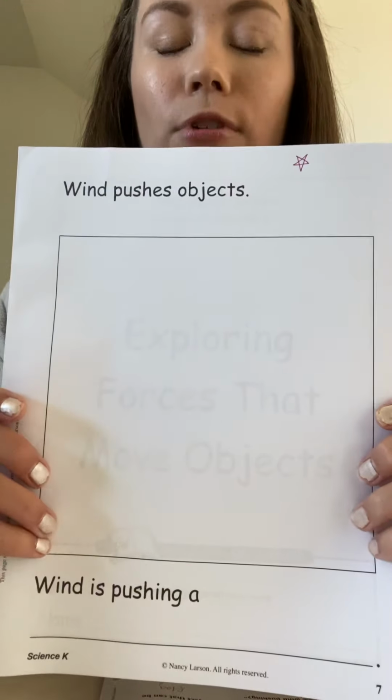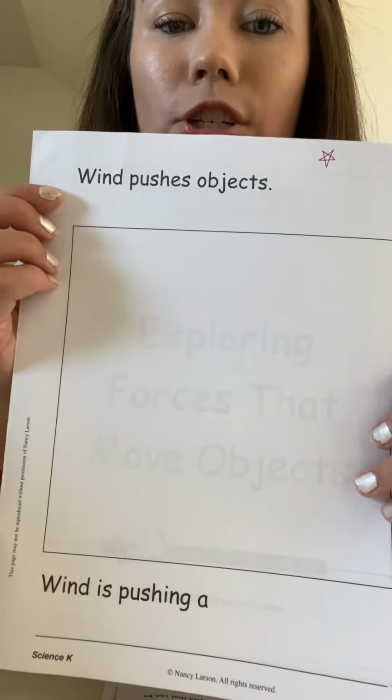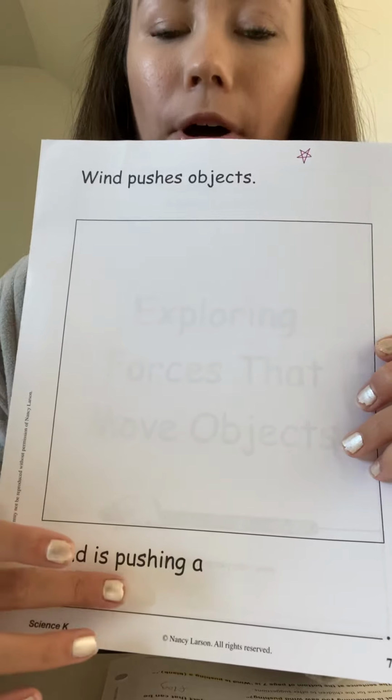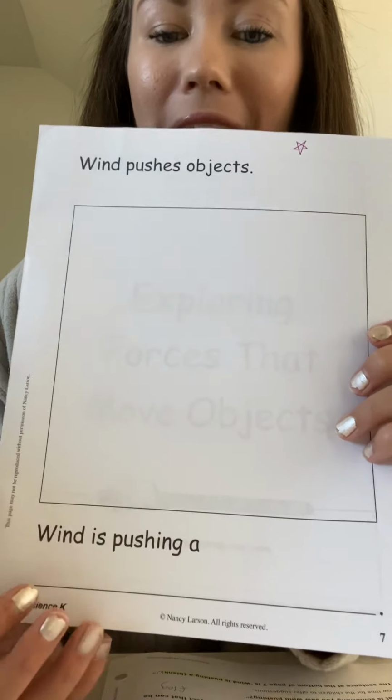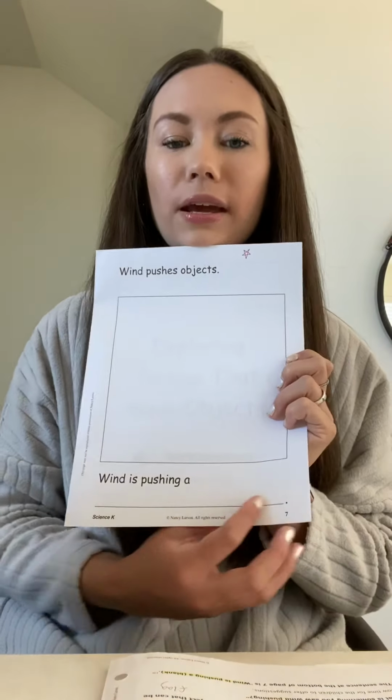I've given you a little worksheet from our booklet. It says wind pushes objects. Wind is pushing a, and then write something that the wind can push and draw a picture. If it's not windy on this day, maybe think of things that aren't too heavy, or you can do my example, the tissue or the water bottle, and you can write that on there too.